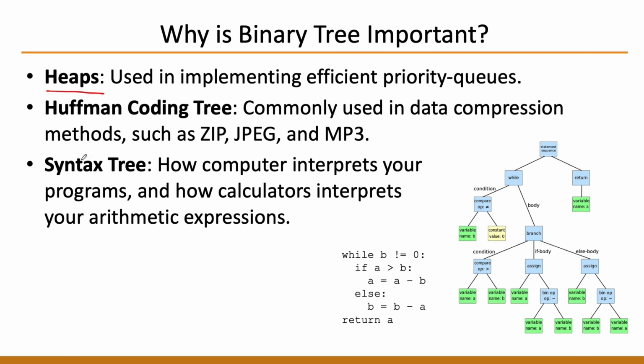Later you will see the binary search tree, how it works and why it is efficient. Following that, the binary tree can also be used for data compression. All the well-known data compression methods, whether the file is audio, image, or even video, you can trace their implementation back to a certain kind of binary tree. We call it the Huffman coding tree. This is how you can actually compress the data.